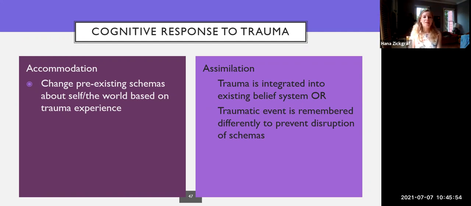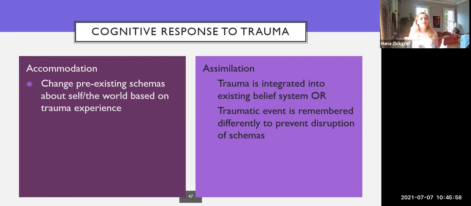The other way of dealing with that is basically forcing what happened to you into your existing belief system, often by changing how you remember or how you respond to the thing that happened.